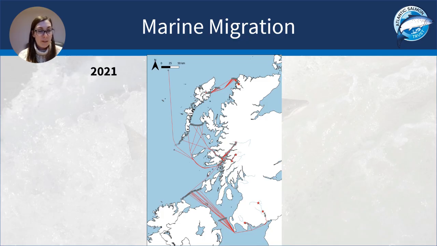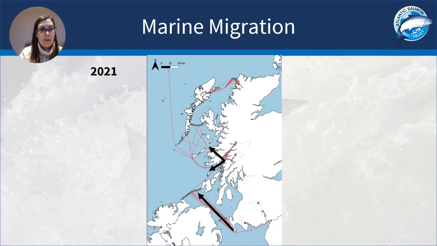Now we've got straight lines. Salmon smolts don't swim in straight lines, but it's just an illustration of where that salmon smolt was going to and coming from. So we can see we tagged salmon smolts in the southwest of Scotland in the Bladnoch and the Nith, and they were detected migrating north through the Irish Sea.